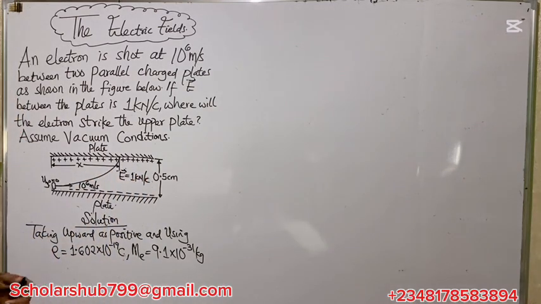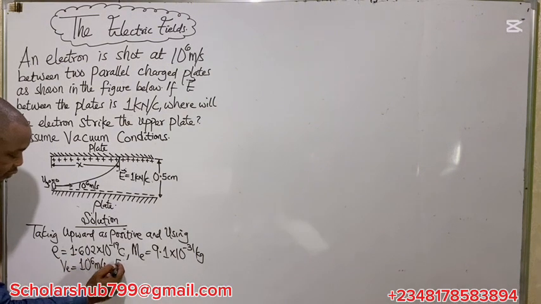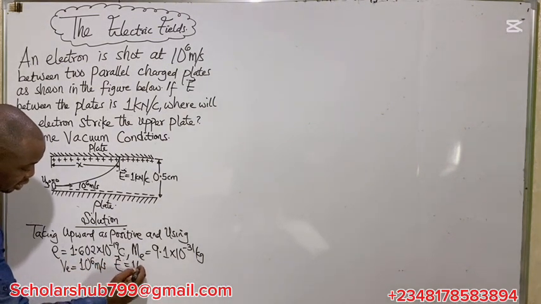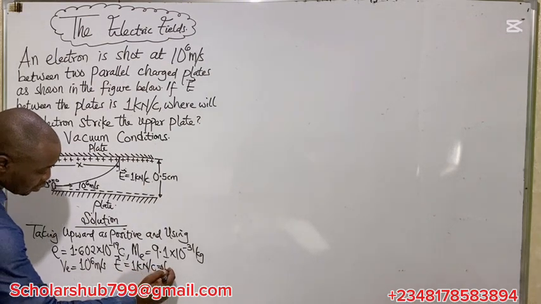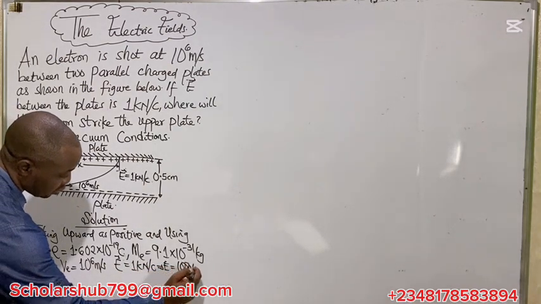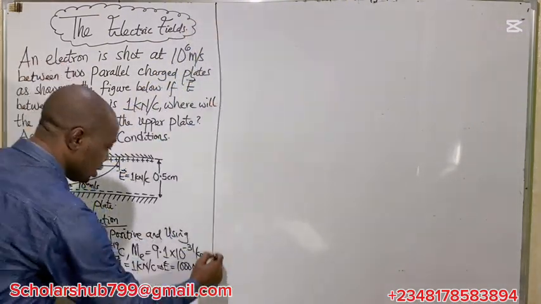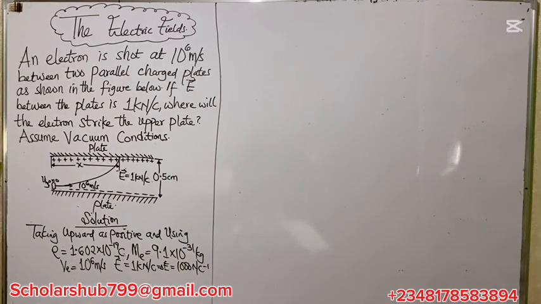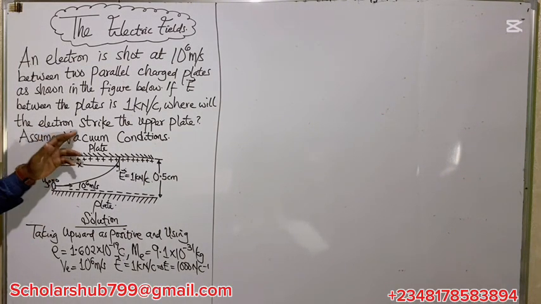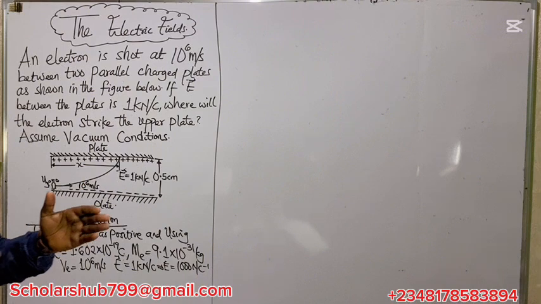The unit of electric field intensity is newton per coulomb. Also we are given the velocity of the electron, which is 10 raised to the power of 6 meters per second. The electric field intensity is 1 kilonewton per coulomb, which is the same thing as 1000 newton per coulomb. With this information, we should be able to find out where the electron will strike the upper plate, which means the distance.